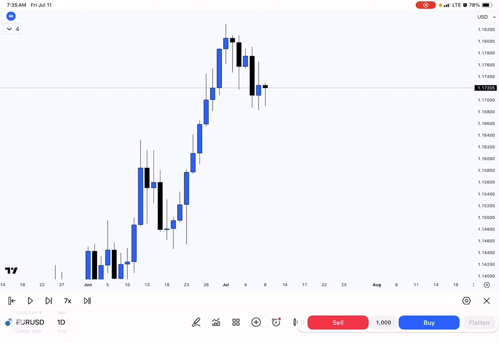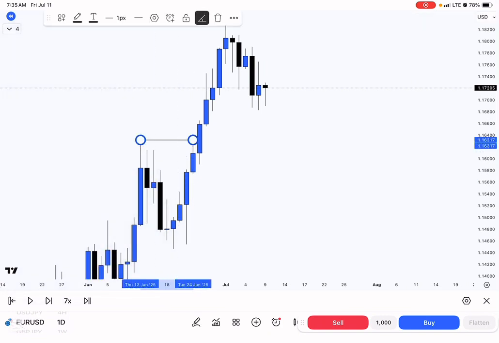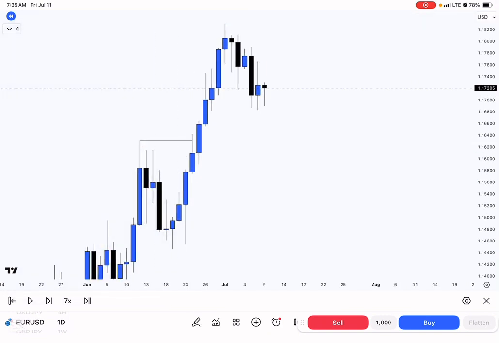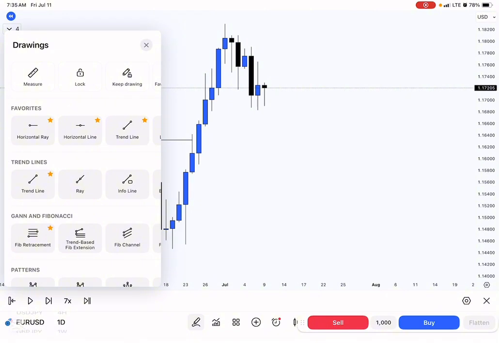The first thing I like to see is a break of structure on the higher time frame. Fortunately, I could find a break of structure on the daily time frame, confirming that we're in a bullish trend. The next thing I needed to see was where we are in price. Are we in discount or are we in premium? Because I would love to buy in discount in a bullish market.